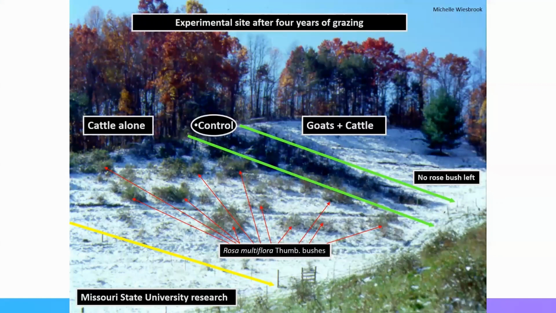This here is an experiment at Missouri State University where they were looking at controlling multiflora rose. Now, they utilized cattle on this plot here, more in the foreground, and the cattle controlled most plants, but they did not touch the multiflora rose. We have our control here in the middle, but when they combined goats and cattle, they noticed that the goats ate the multiflora rose and controlled the invasive species on the site. So it can be done. But again, we're getting into raising livestock. That's a whole other world.